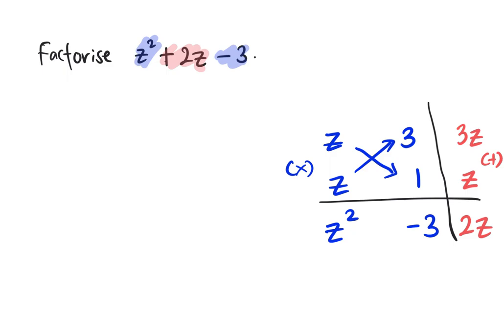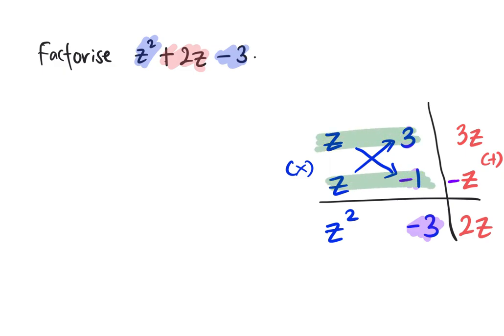I'm glad you guys know what to do. 3 minus 1. And that is where we will put the negative sign, so that 3 times negative 1 will give me negative 3. And 3 minus 1 is 2.